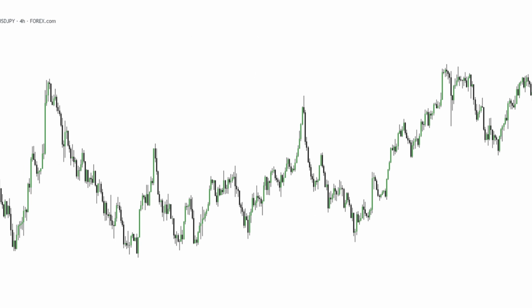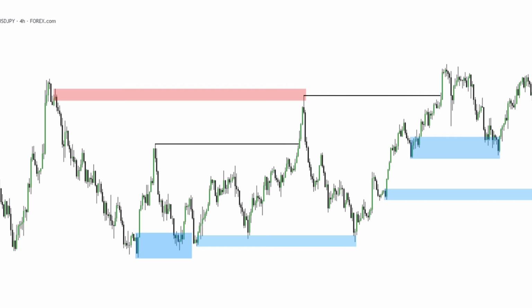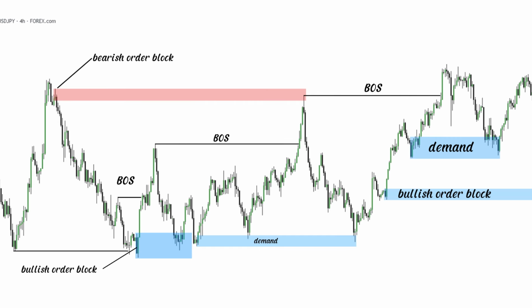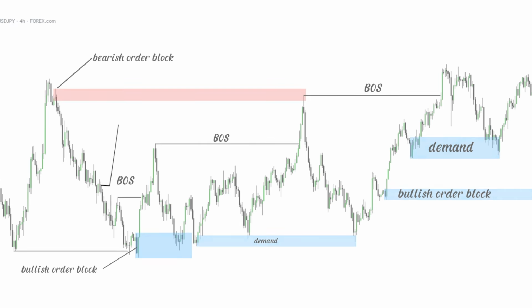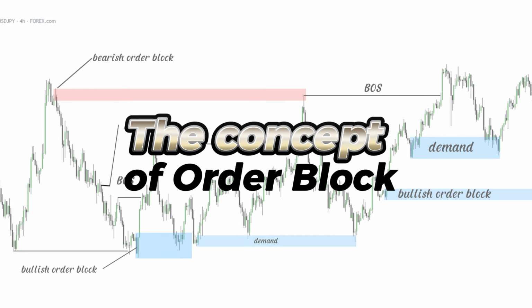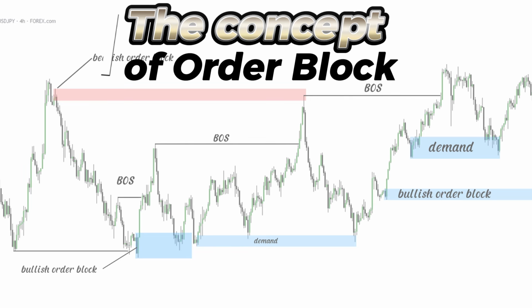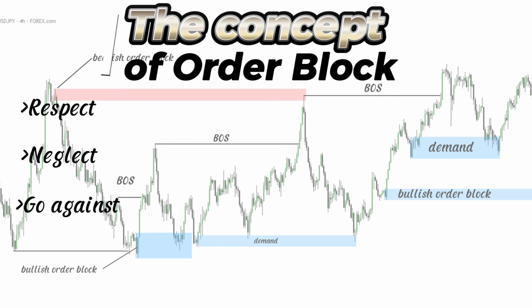Institutions have many ways of manipulating price to their favor, and this has been a nightmare to traders who don't know or recognize their footprint. But today we bring to you one of our reliable, studied institutional price movements that we have identified: the concept of order block. Marking out an order block isn't just the case, but identifying a high-probability one that price will respect, neglect, or go against.